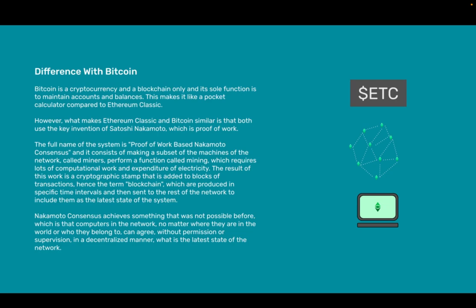The result of this work is a cryptographic stamp that is added to blocks of transactions, hence the term blockchain, which are produced in specific time intervals and then sent to the rest of the network to include them as the latest state of the system. Nakamoto Consensus achieves something that was not possible before, which is that computers in the network, no matter where they are in the world or who they belong to, can agree, without permission or supervision, in a decentralized manner, what is the latest state of the network.